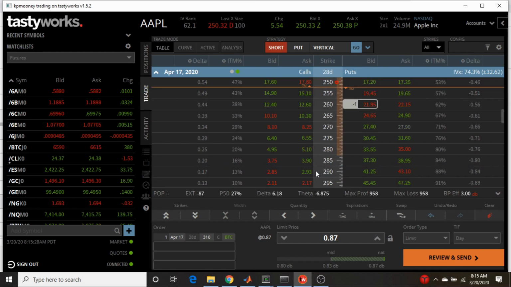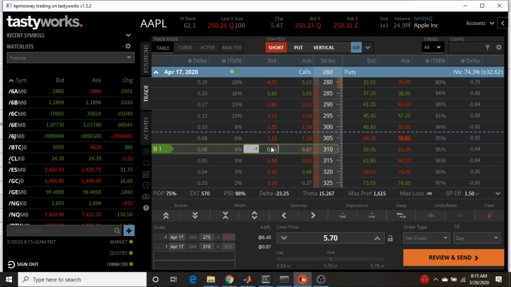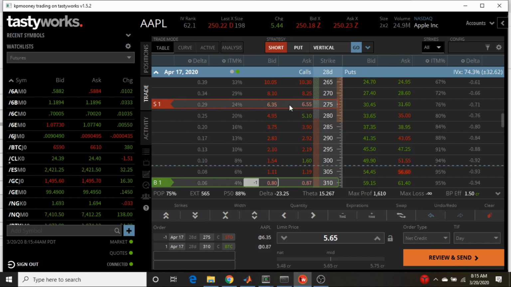So I'm just going to buy this call back and sell out, I don't know, let's sell out 20%. I'm looking at these probabilities and deltas. Let's sell out this call here and I'm going to receive a credit for $5.70. I'm paying a debit to buy this back, receiving a credit for that. And this is going to adjust my overall Apple delta.